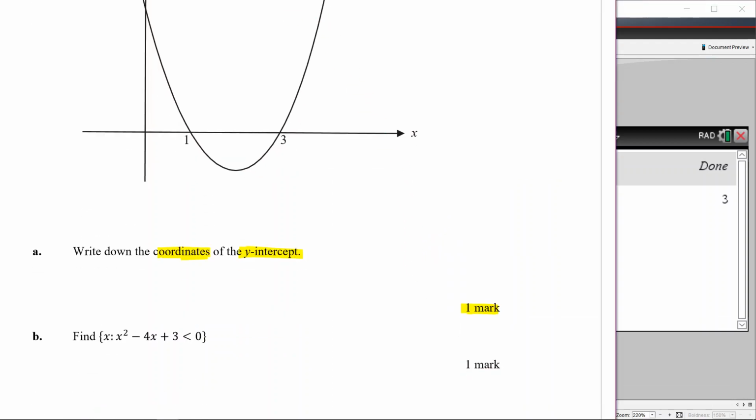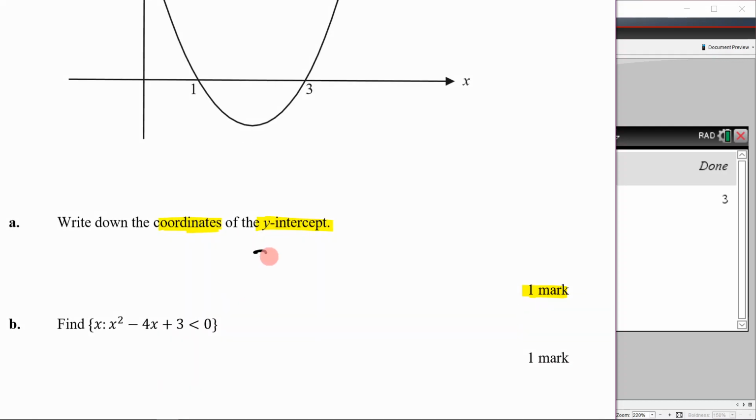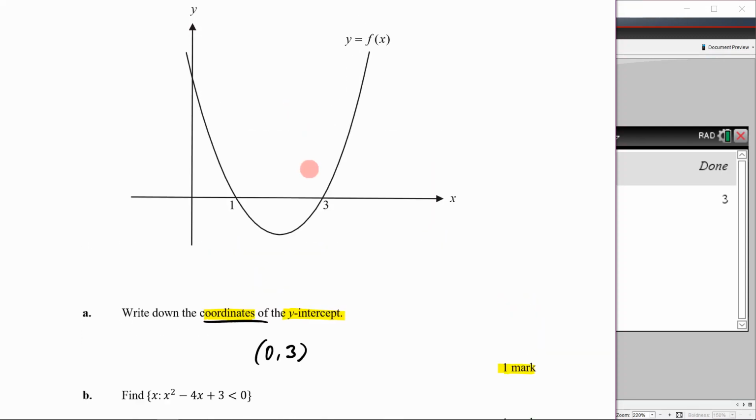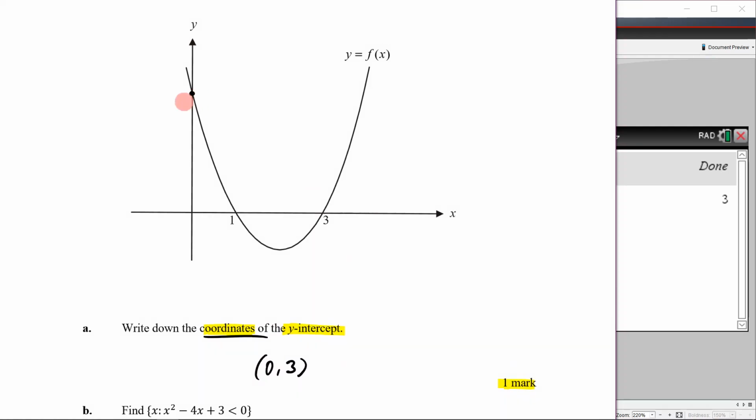Now, let me tell you where most people would lose marks here. Most people would just write down 3. But see how it says coordinates? So that means your answer has to be 0, 3. If you don't put your answer as coordinates, you'll lose out on that entire mark. So be careful for that. And let's just put that piece of information on our graph here. So this right here is going to be 0, 3.